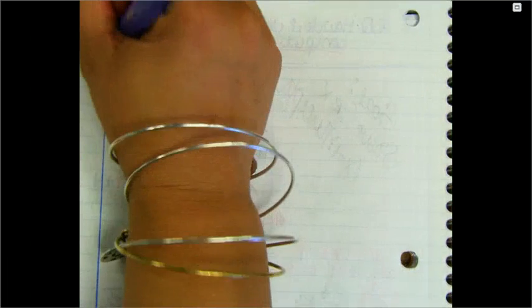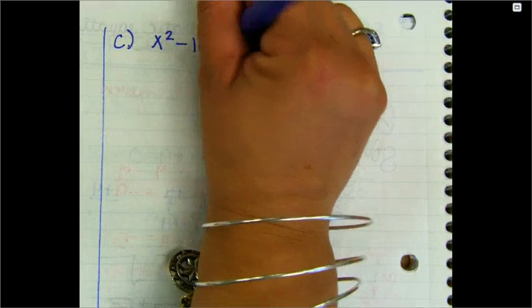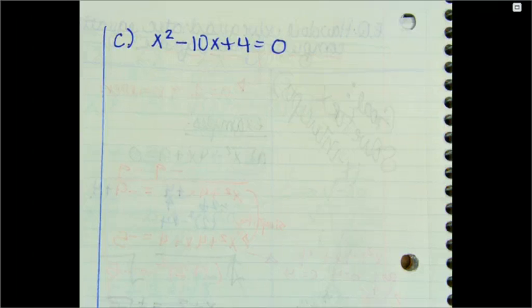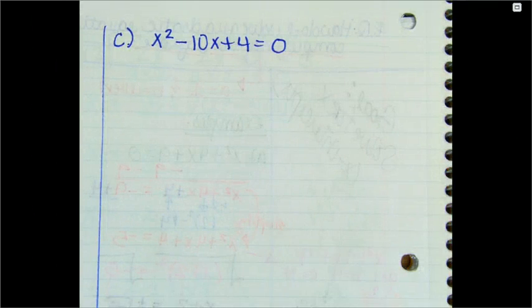Bless you. Okay, you're going to try letter C. X squared minus 10x plus 4 equals 0. Is it okay to make a mistake? Yes. It's better than just sitting there. Remember, what are the 2 things that must be true before you even start to complete the square? A equals 1 and B is even. Is that true? All right, so start to complete the square.